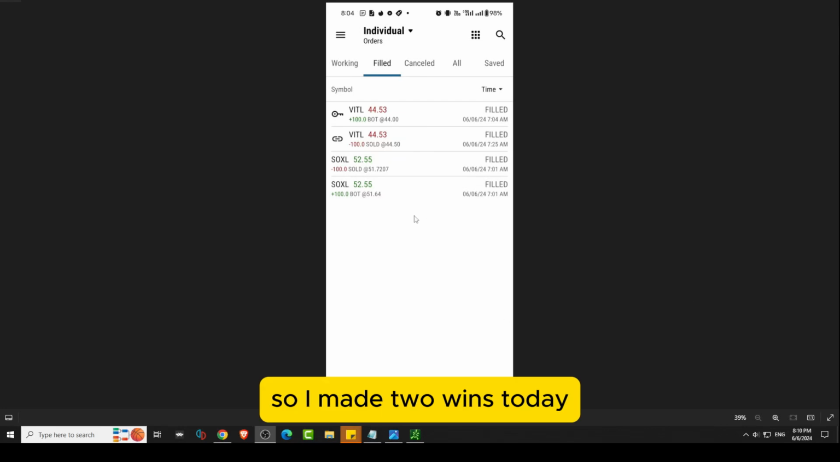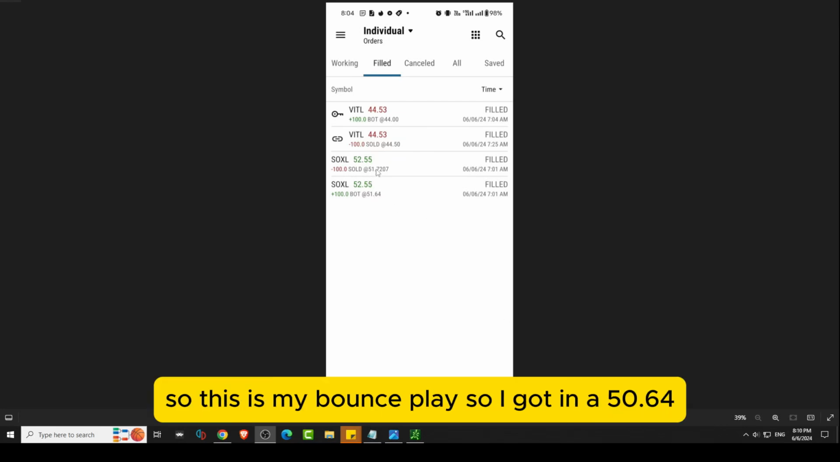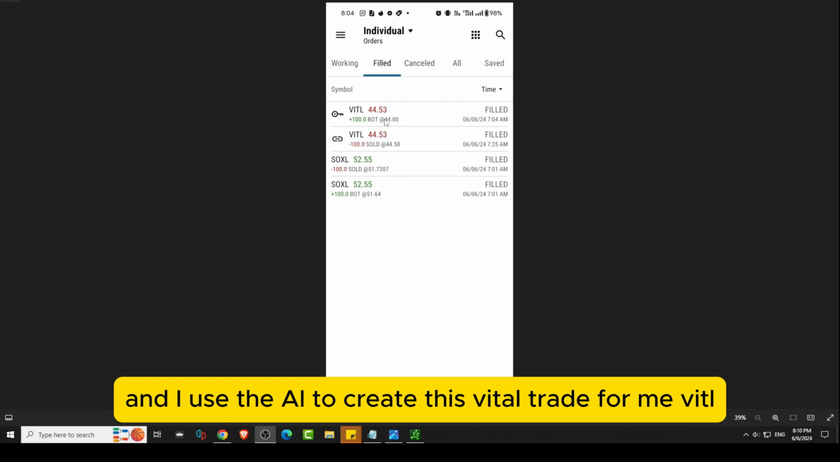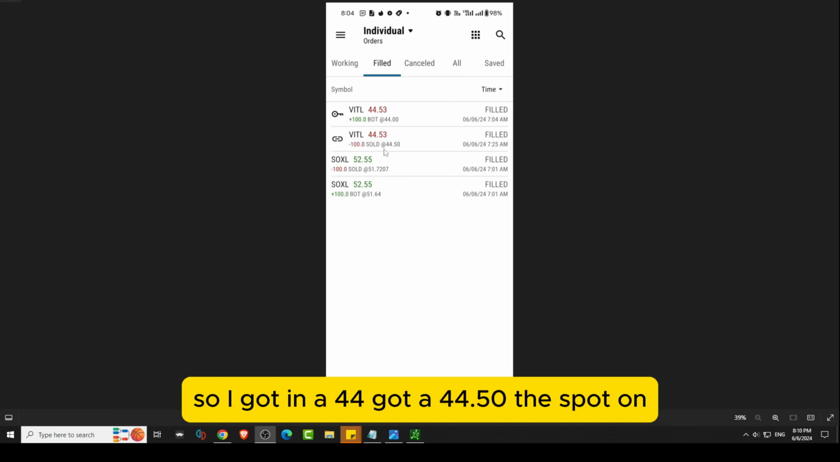And so I made 2 wins today. So this is my bounce play. So I got in at 64. I got a 72 SOXL, a bounce play. And I used the AI to create this vital trade for me, VITL. So I got in at 44, got a 4450.